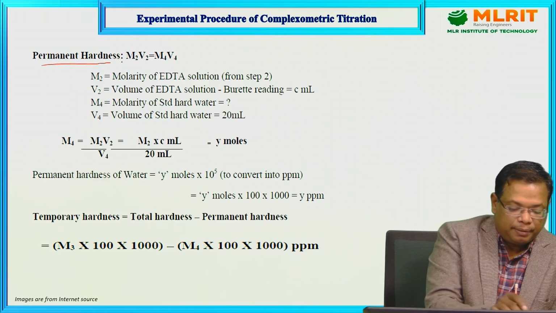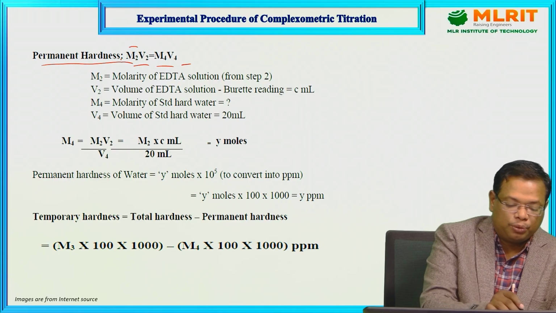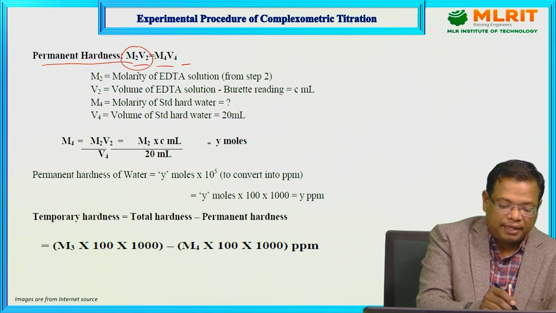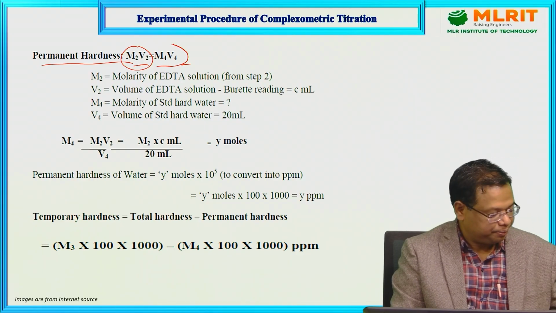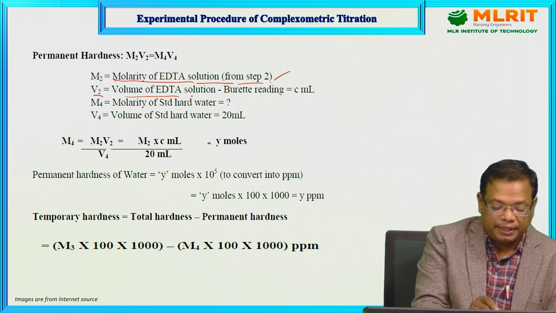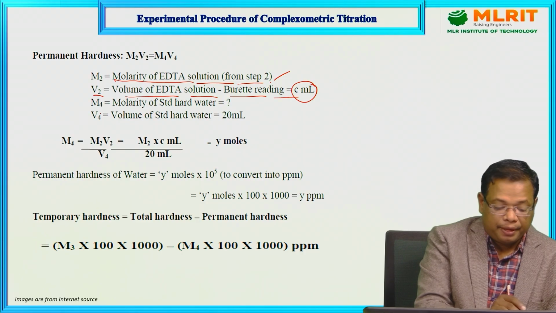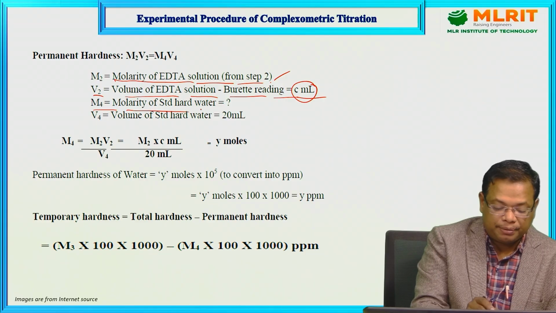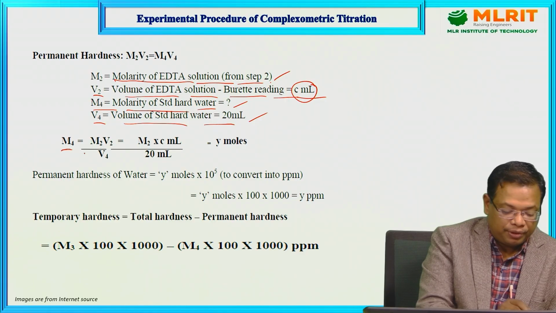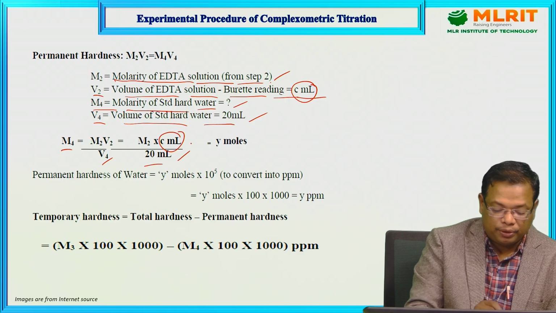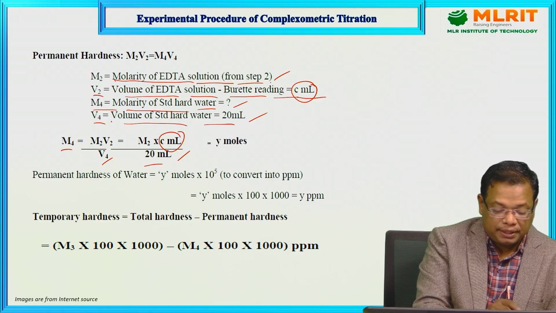So for the permanent hardness, M2V2 is equal to M4V4. From step 2, we take these values. By these values, we find out the unknown quantities. M2 is the molarity of the EDTA solution from step 2. V2 is the volume of the EDTA solution, the burette reading, C mL, the EDTA consumed, which we find from the titration. M4 is the molarity of the standard hard water. V4 is the volume of the standard hard water, 20 mL. So M4 is equal to M2V2 by V4, that is M2 into C mL by 20 mL.